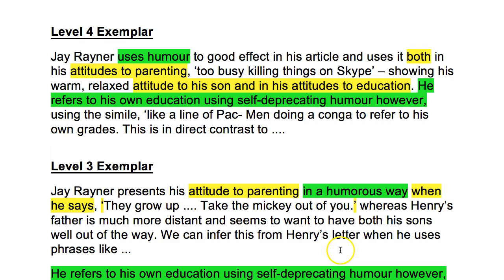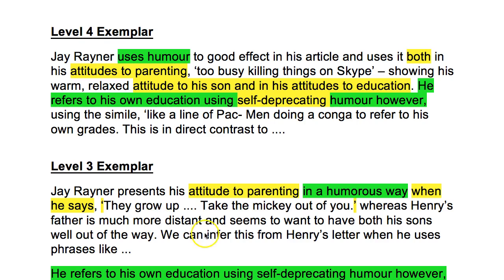But what they wouldn't do, well, you can guess actually, if I just say read that, which language wouldn't the level 3 writer use? Well, it would probably be this one, wouldn't it? The self-deprecating, which means putting yourself down, not taking yourself too seriously. So having the right vocabulary will also force the examiner to give you a higher mark.